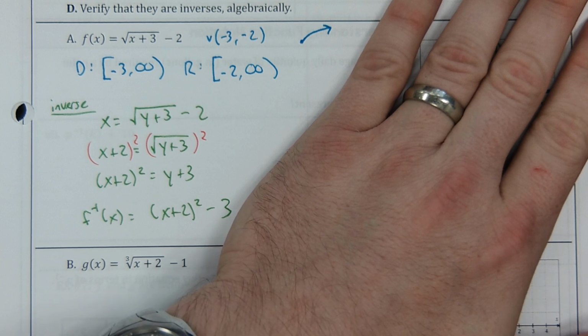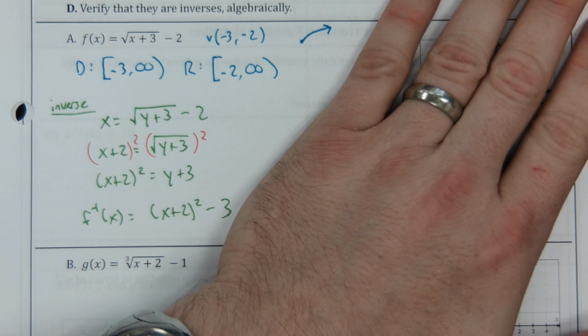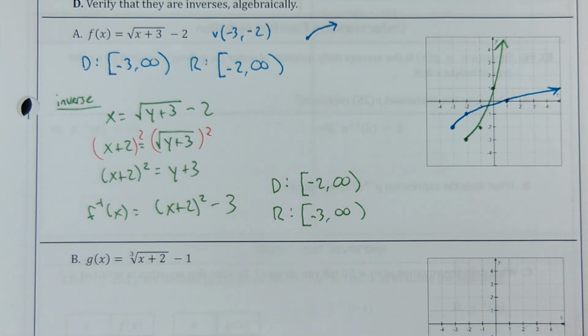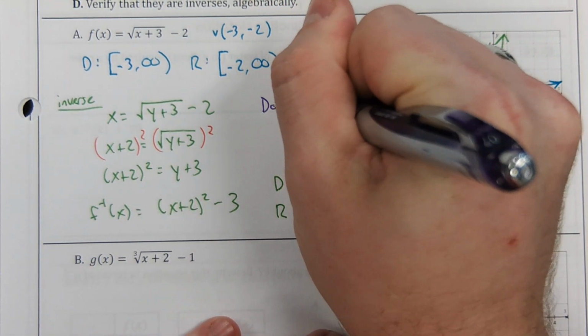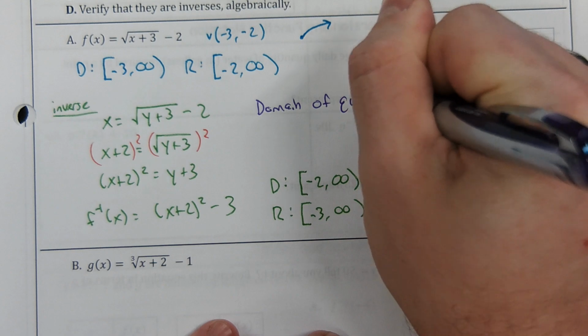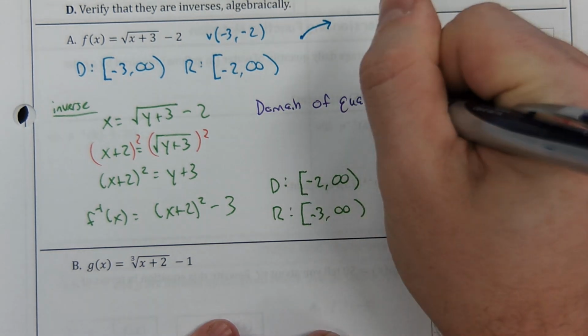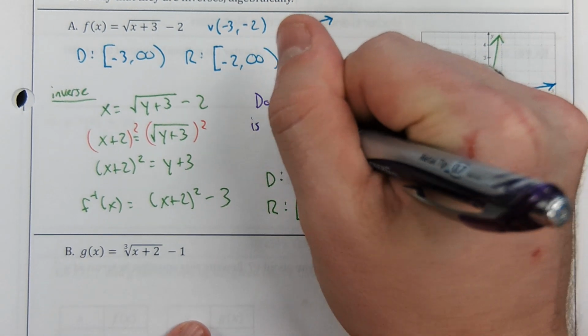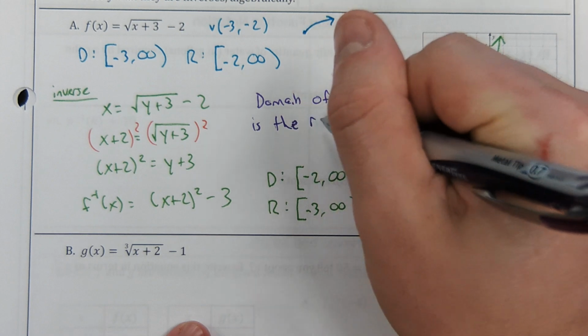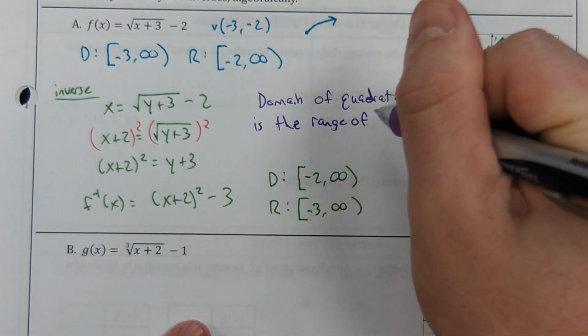So I guess the real question is, how do you know which half to use without graphing? The answer is transformations. The domain of the quadratic, and this what I'm saying right now is only for inverse situations, the domain of the quadratic is the range of the root.